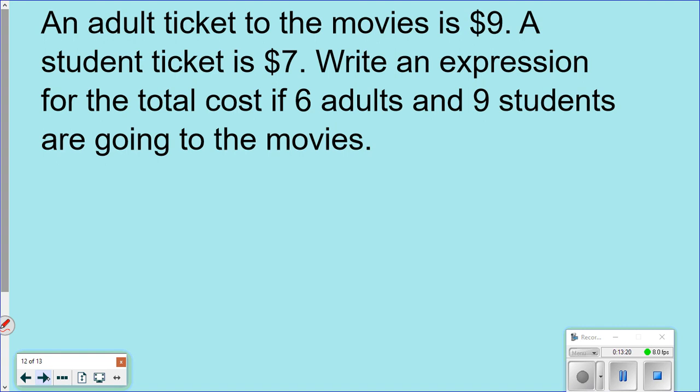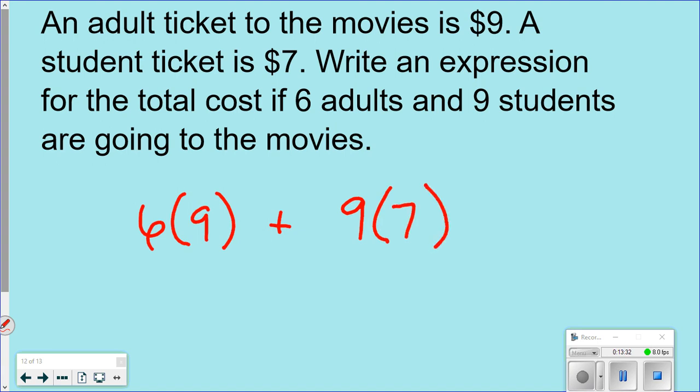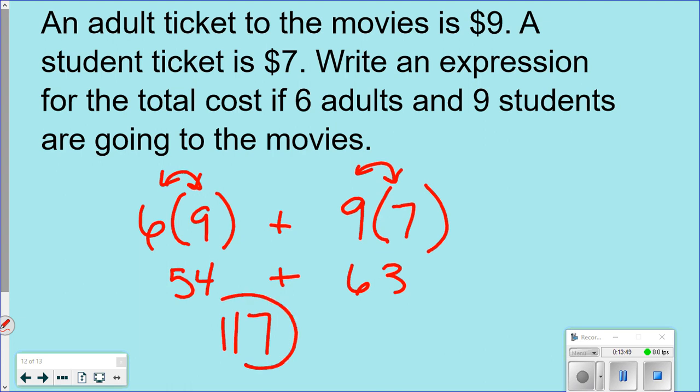Okay, so the expression should look something like this. 6 adults times 9, because it's $9, plus 9 students. There are $7 per student. It should look something like this. These can be interchanged. So this would be, let's see, 9 times 6 is 54 plus 63 should be $117. I believe. Hopefully that's correct. $117.